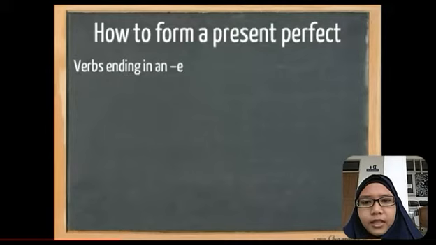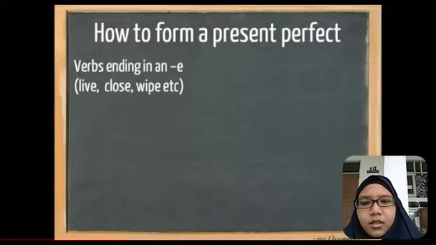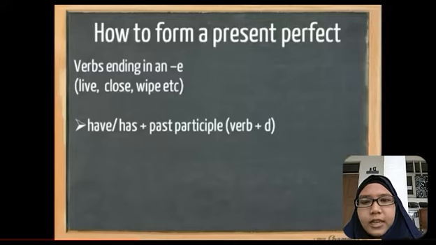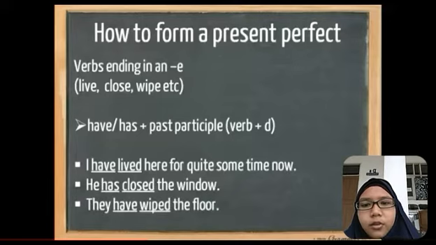Now we need to pay extra attention to verbs that end in an e, such as live, close, and wipe. For these verbs, we use the auxiliary verb to have and the past participle, but the past participle is made by simply adding -d to the verb. Look at the examples. I have lived here for quite some time now. He has closed the window. They have wiped the floor.